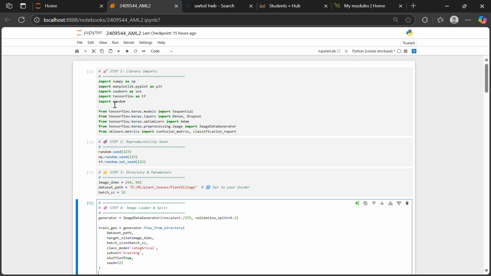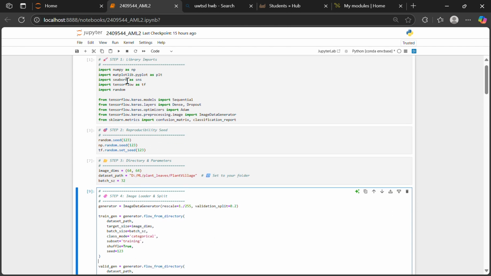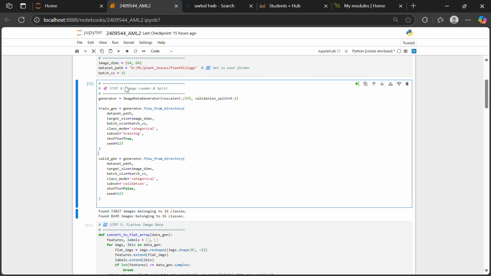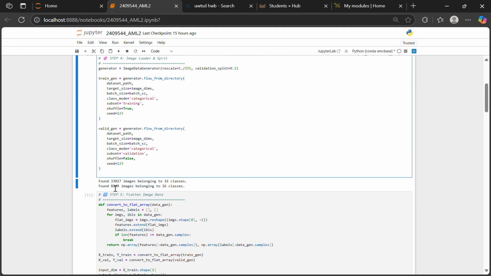Here we can see that we import the libraries, such as NumPy, Matplotlib, and Keras. The rescale is 1 by 255, with a validation split of 0.2, and we found that 33027 images belong to the 16 classes, and found 8249 images belong to the 16 classes.